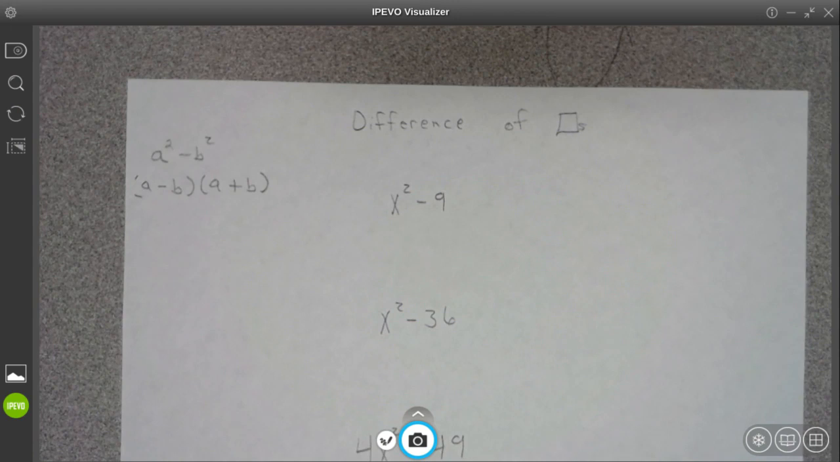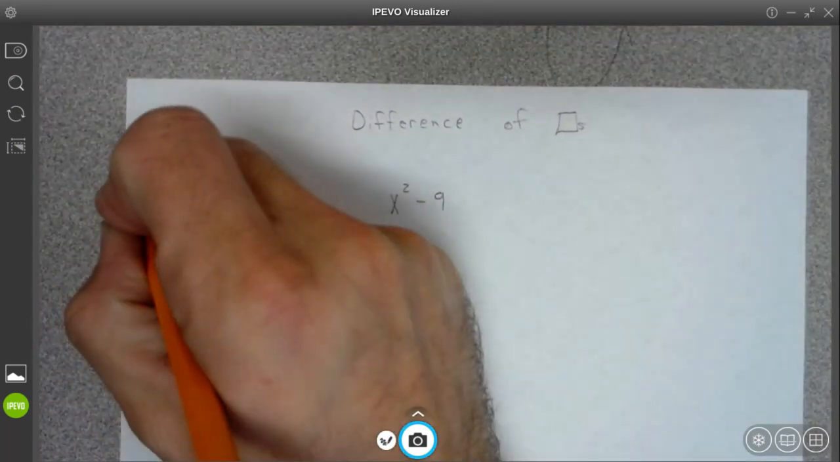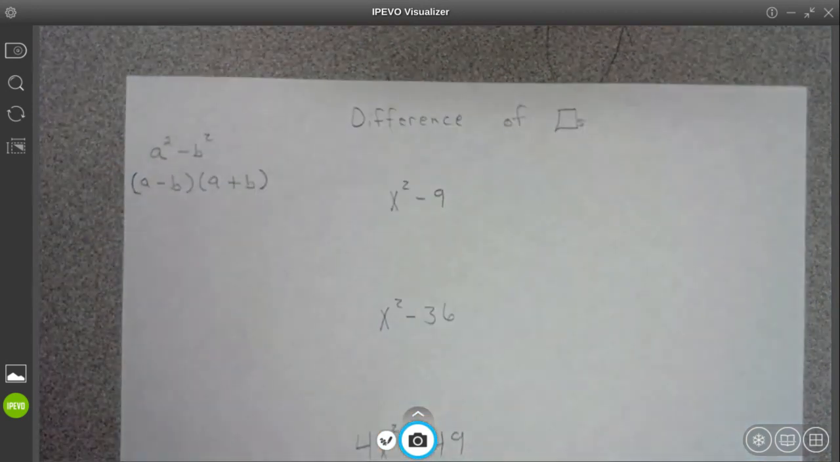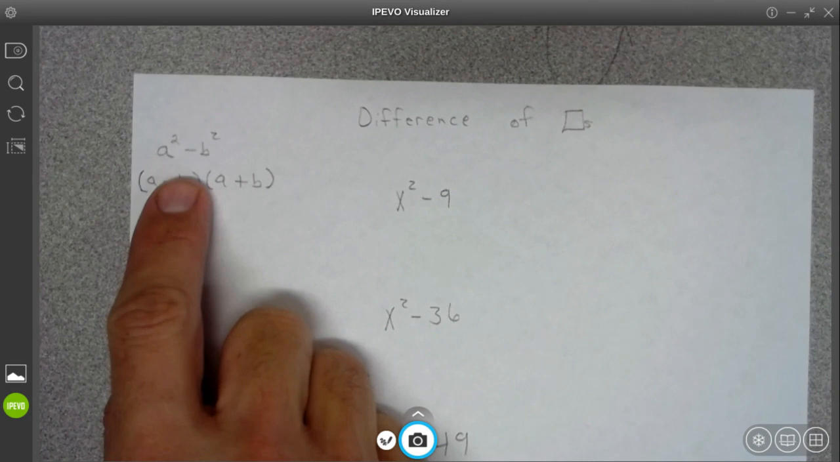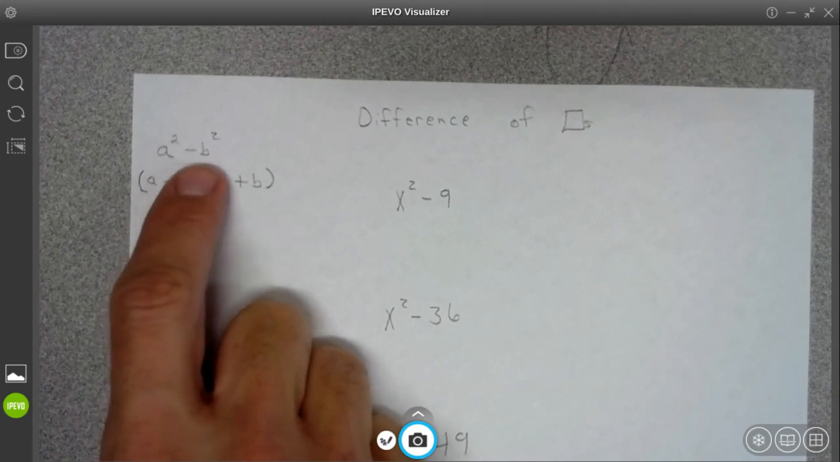All right, friends, it's time to hit the easy button. Difference of squares is really easy to apply, especially if you know to use it. But here's the formula for it. It's a factoring technique that you can use on binomials.